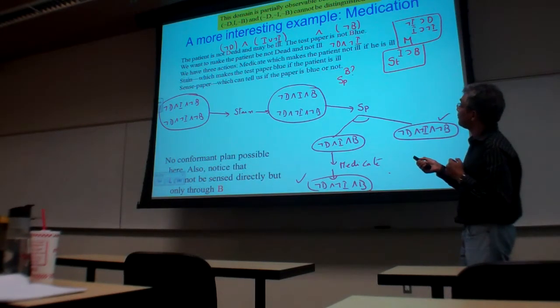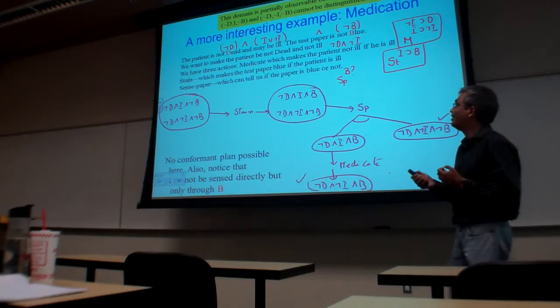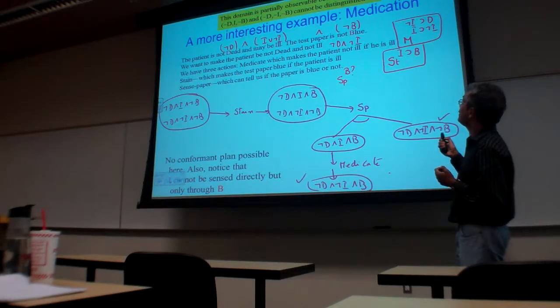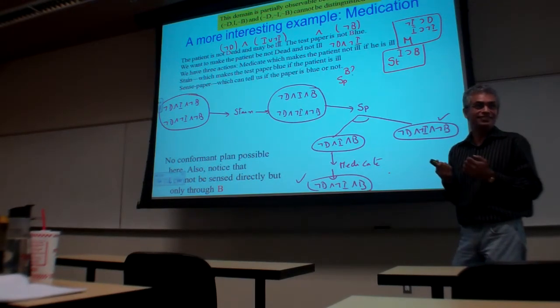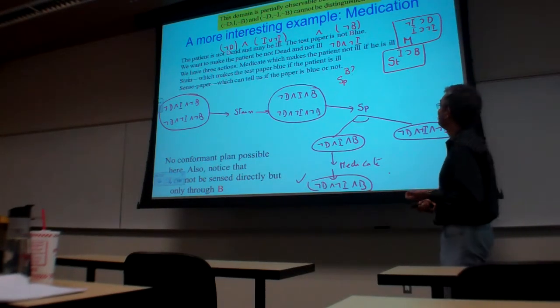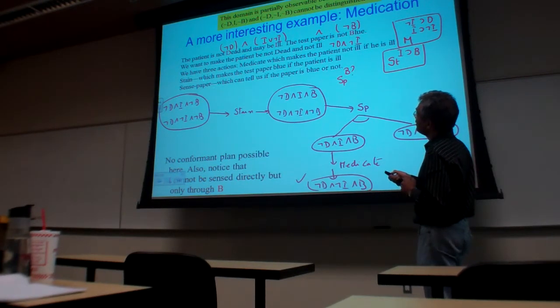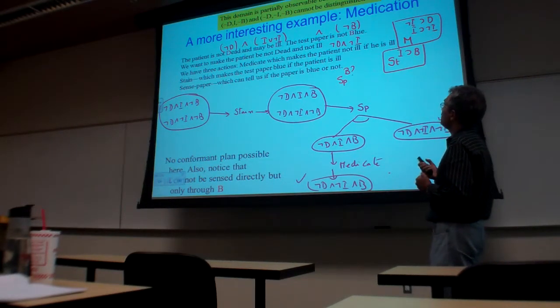Now we want to make the patient not dead and not ill. That's our goal. And we have three actions. Medicate, which makes the patient not ill if he is ill, and not ill implies dead. That's the action. It's a reasonable thing; sometimes medicines can kill you. That's the medicate action, M. Then there is a stain action, which makes the test paper blue if the patient is ill.